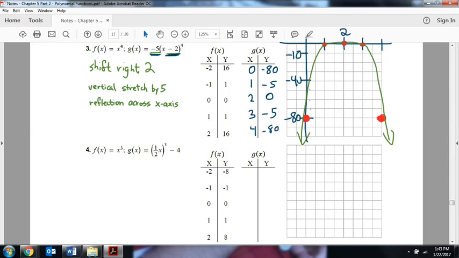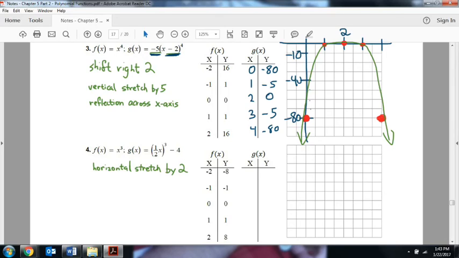We're back to a cubic. Remember, everything inside is backwards. So with the 1/2, if you remember, this is like saying divided by 2. Which, if you're dividing by 2, the opposite is multiplying by 2. So this is a horizontal stretch by 2.